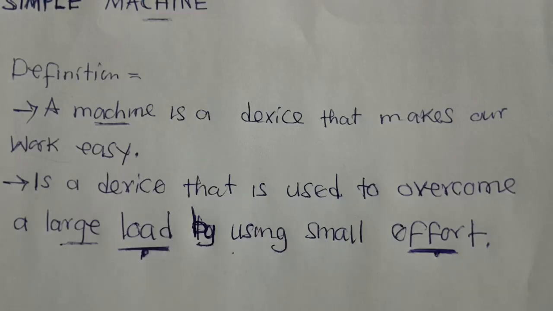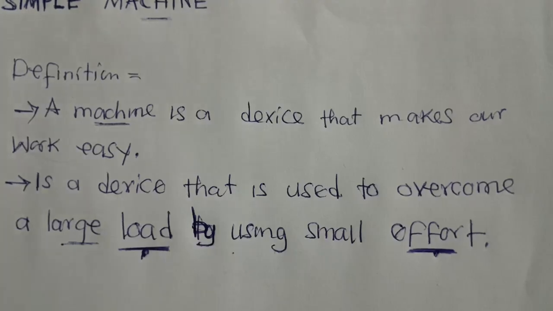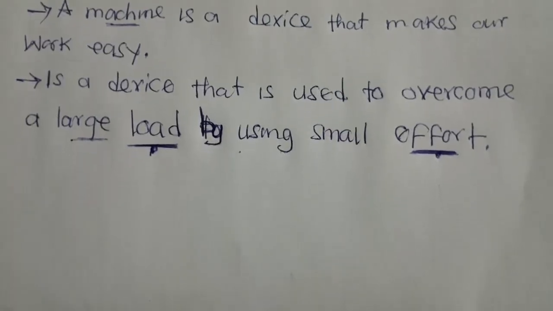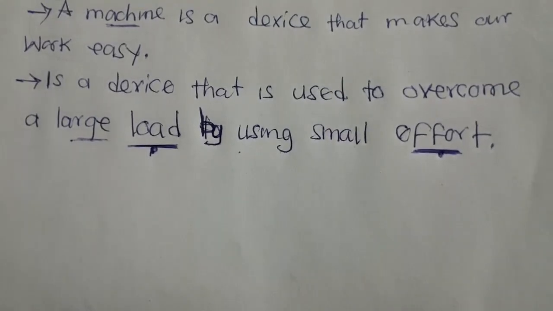Or you can define it in this way, where you say a machine is any device by means of which a force applied at one point can be used to overcome a force at some other point. This is also a definition that you can give me, but I'm trying by all means to make this topic very simple so that we understand it. So even as we progress, let me give you a picture. They say men think in pictures. So even as we are doing this, I want you to know and understand what we are really talking about.